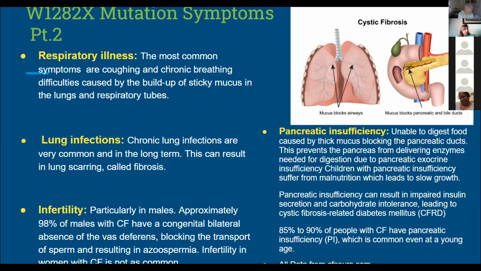One of the last ones that I have is infertility. Cystic fibrosis affects reproductive fertility, particularly in males. Approximately 98% of males with cystic fibrosis have congenital bilateral absence, sorry if I'm pronouncing it wrong, of the vas deferens, blocking the transport of sperm and resulting in azoospermia. But infertility in women with cystic fibrosis is not as common because many women can conceive and even have babies.